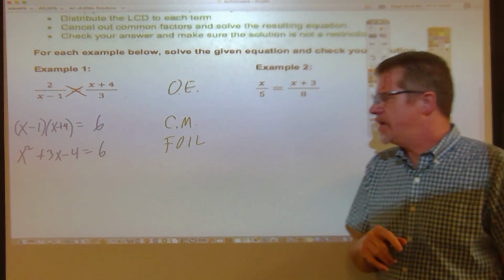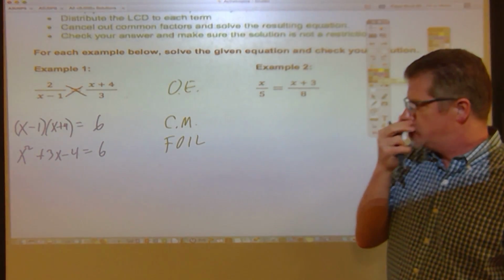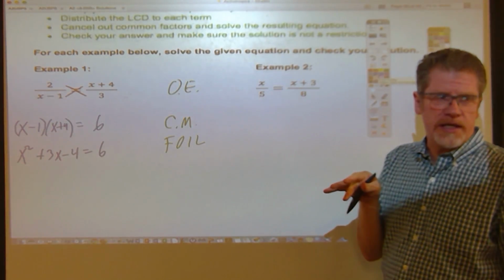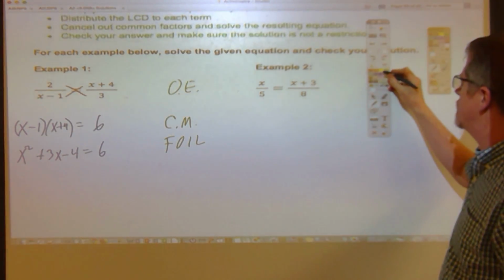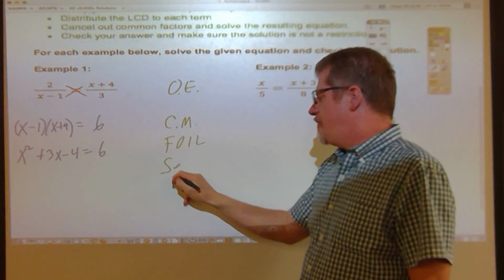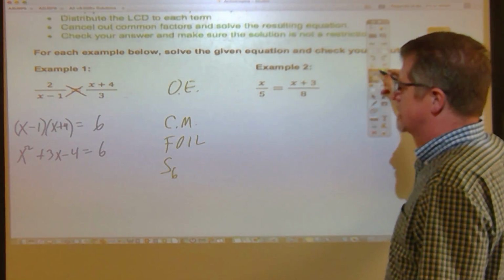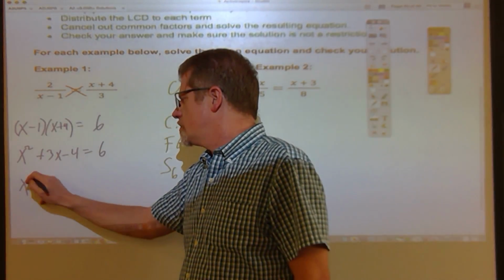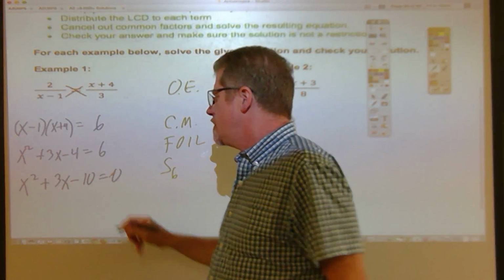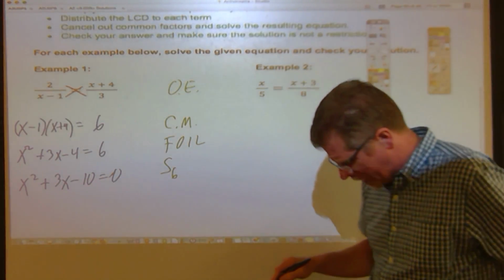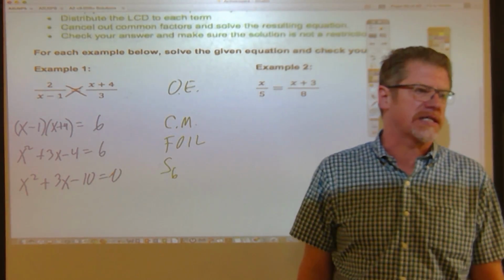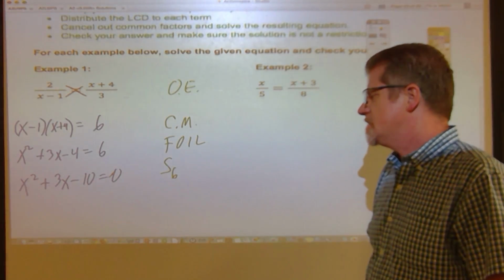So mine came out to x squared plus 3x minus 4 equals 6. Any questions on that? What's the next code going to be? Yeah, if you subtract 6 from both sides, then we get what we often are looking for, and that is a 0 on one side. So when you subtract 6 from both sides, combining like terms on the fly, we get x squared plus 3x minus 10 is equal to 0.